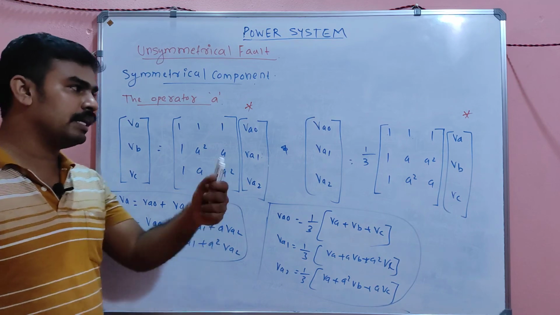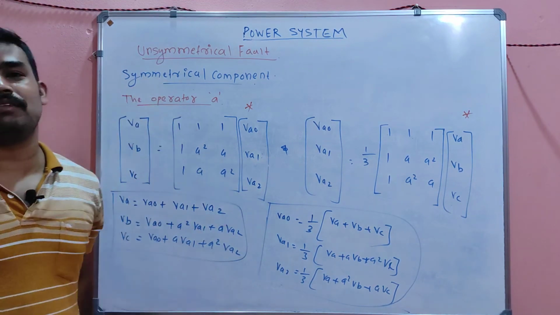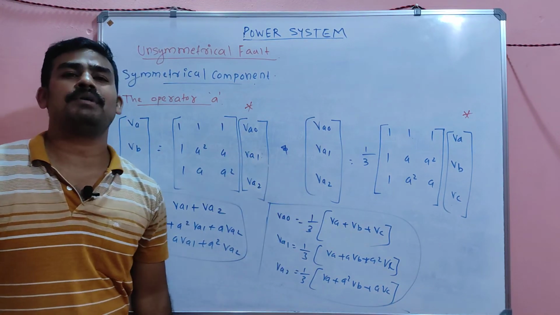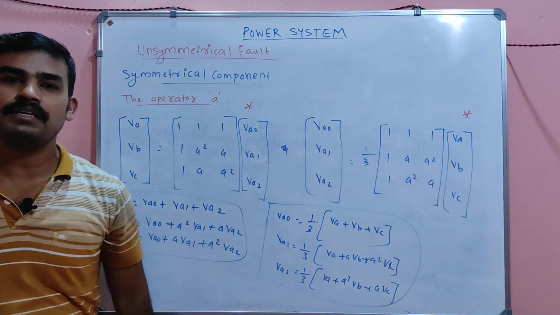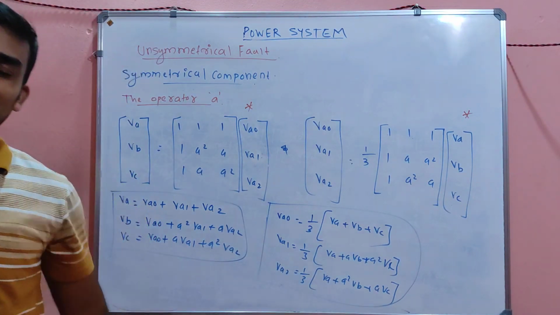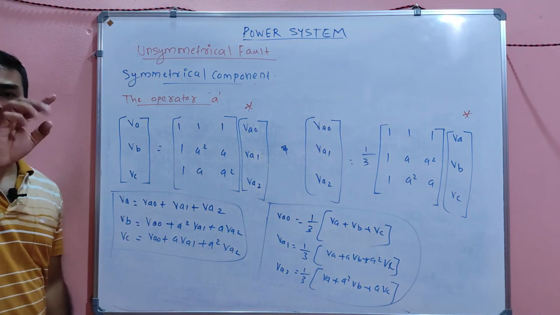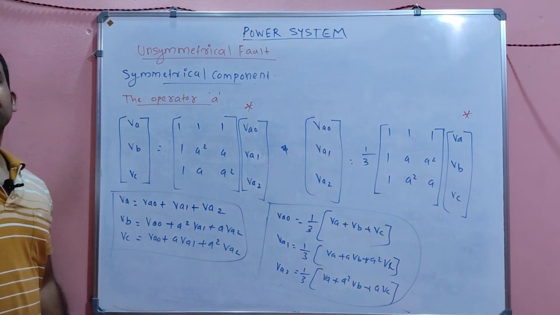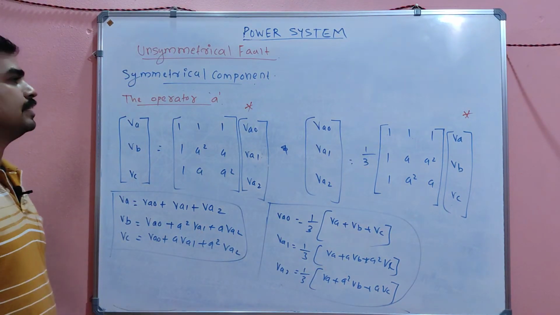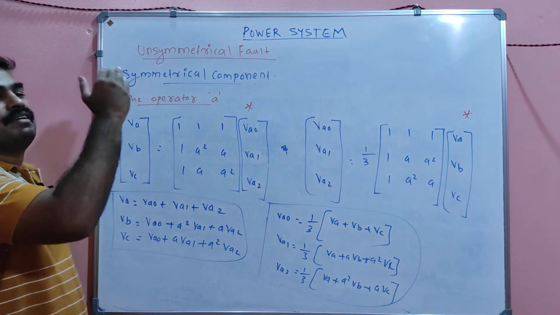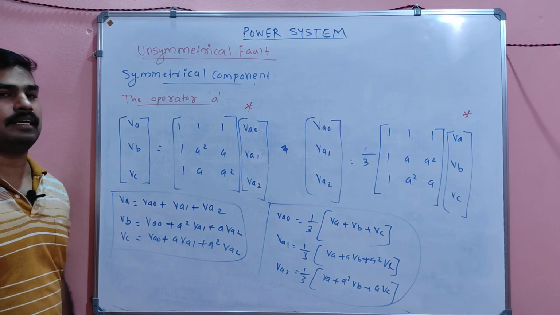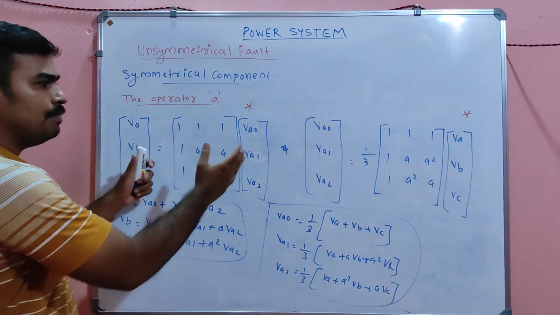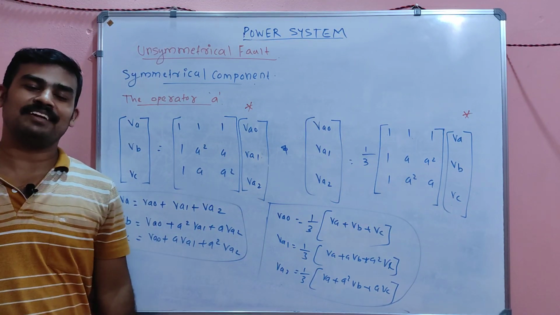So a one-word question also you can expect directly from that relationship. Or simply, what is the value of A? Also, in many examinations I have seen that the value of A will be asked, A square will be asked, A cube will be asked. So A is 1 angle 120. That's all. Not minus 120, it is 1 angle plus 120. Okay, so in the next class we will discuss each and every unsymmetrical fault in great detail, and we will apply this there and find the fault current, so that these things will be more and more concrete. So thank you so much.